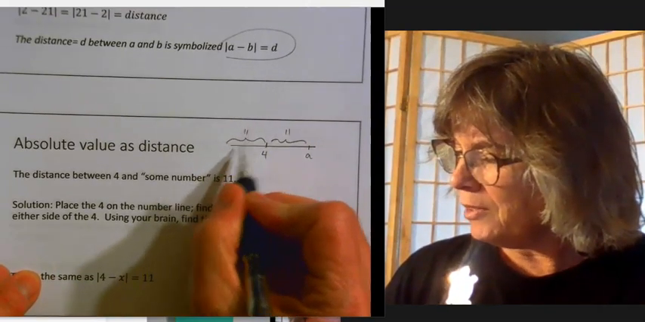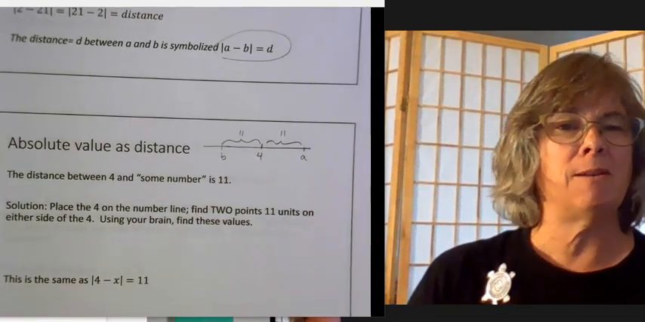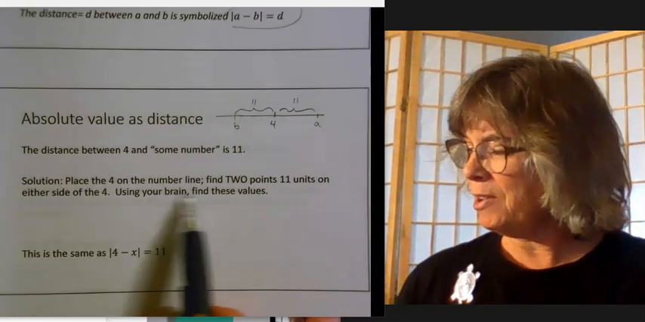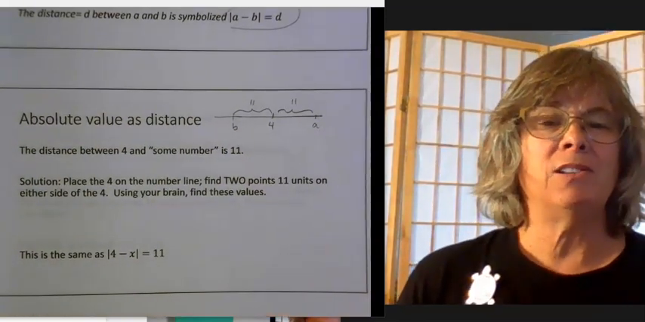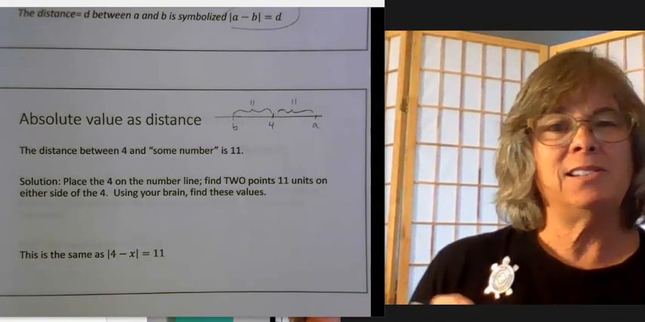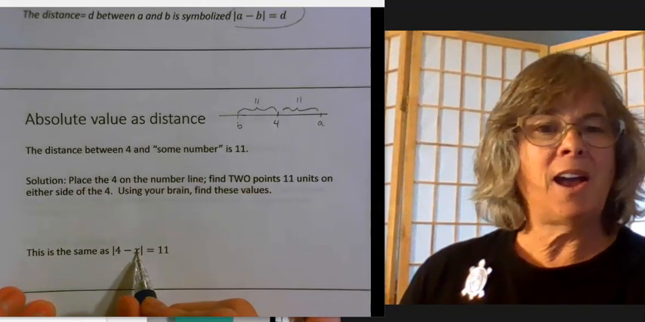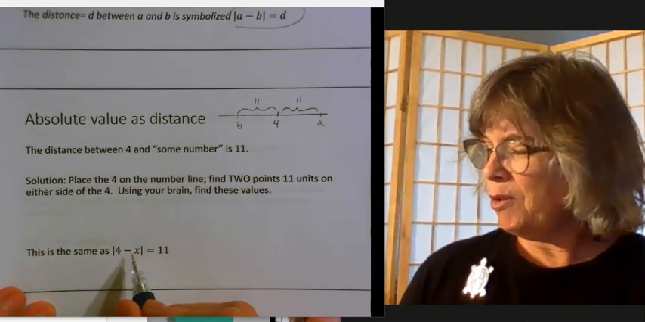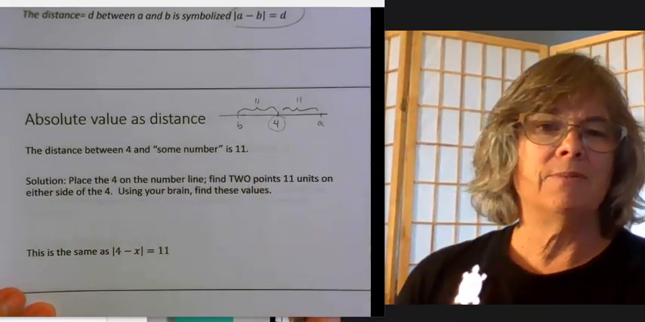So that's where 11 could be. And it might be over here. We could call that b, and it's going to be a different number. So I could say, oh, here I've done it. Placed a 4 on the number line. I found 2 points. You could do that by taking 4 plus 11 and then 4 minus 11. That's the same thing as |4 - x| = 11, where x is either a or b. So the distance between 4 and some number is 11.